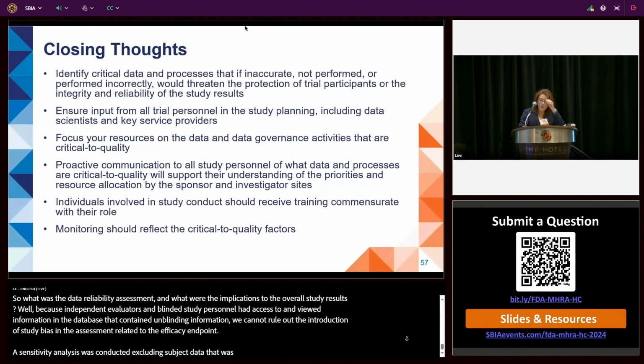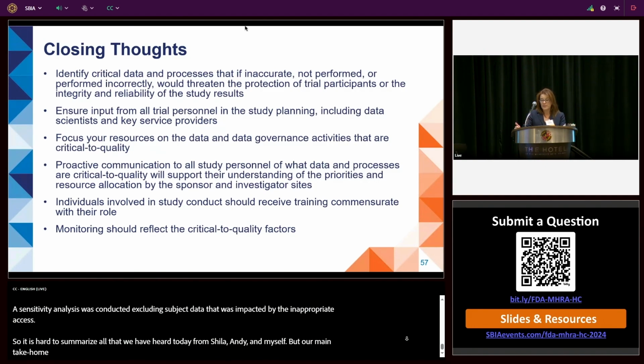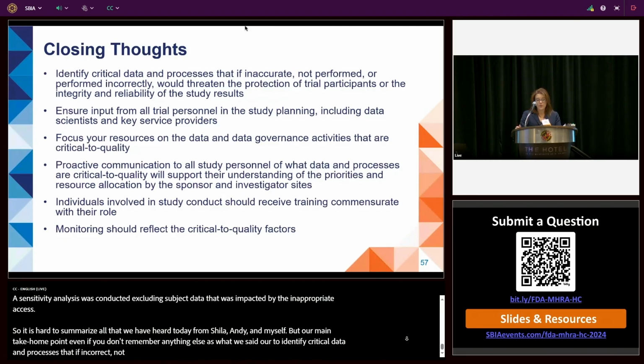So it's hard to summarize all that we've heard today from Shila, Andy, and myself. But our main take-home points, even if you don't remember anything else of what we said, are to identify critical data and processes that, if incorrect, not performed, or performed incorrectly, would threaten the protection of trial participants or the integrity of the study results.